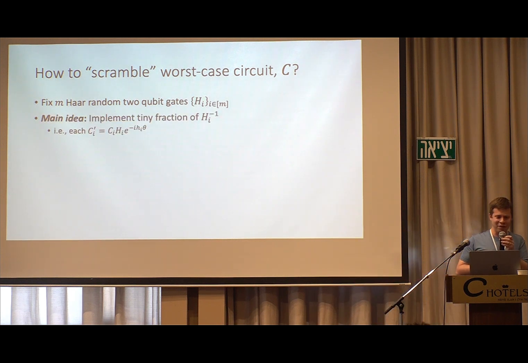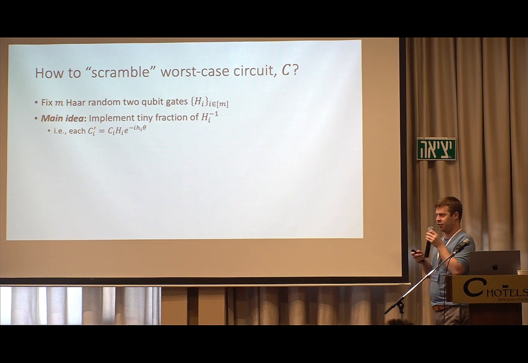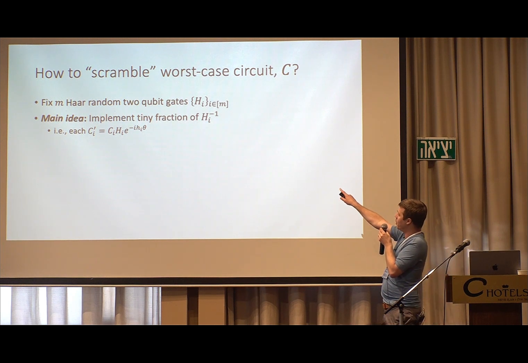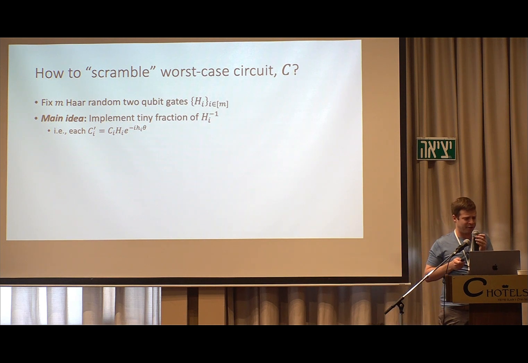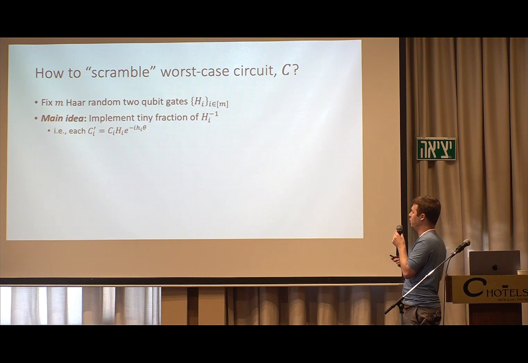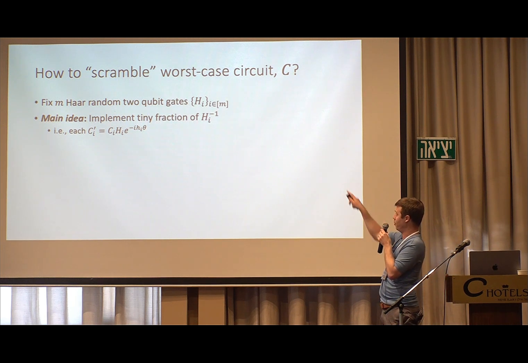Now, the main idea is to scramble the worst case circuit C, but doing so in a way that preserves a little bit of structure. And we're going to gain that structure by implementing a tiny fraction of the inverse of these Haar random gates, these H_i.